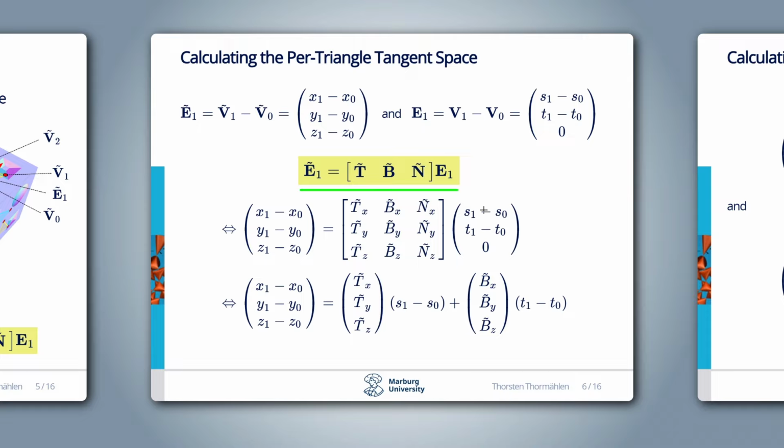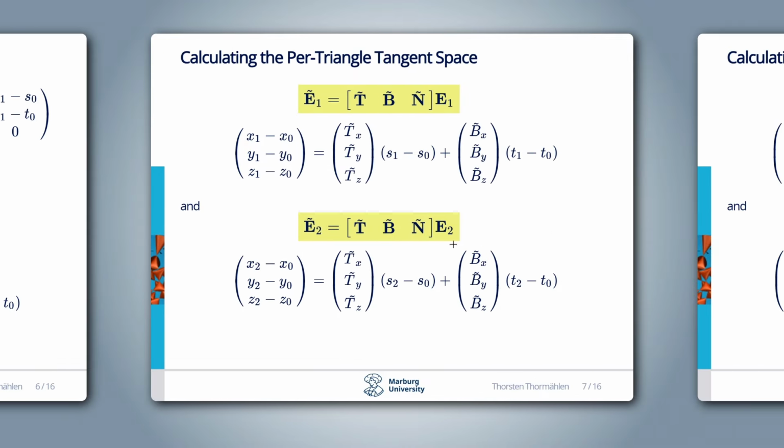We substitute the known coordinates for the edge in 3D object space and the edge in the reference tangent space. When we rewrite this matrix vector multiplication, we see that the unknown tangent vector is multiplied by S1 minus S0, and the unknown bitangent is multiplied by T1 minus T0. This gives us three equations for the six unknowns T tilde xyz and B tilde xyz. Therefore, this equation system cannot be solved.